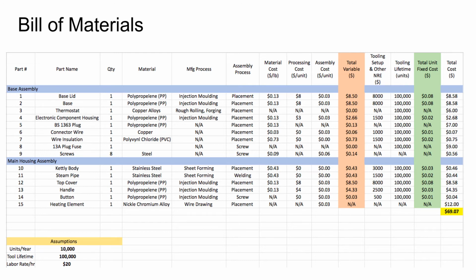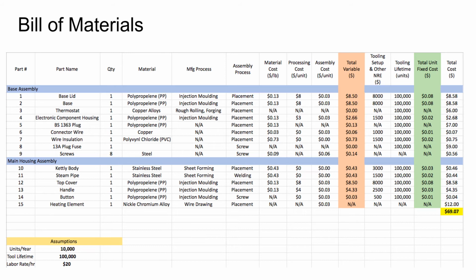Operator costs, in the United States, we assumed to be about $20 per hour. And then for our injection mold, the operation cost was about $50 per hour. Lastly, all the tooling and material costs are based off the geometry and the dimensions from the actual CAD model of the electric kettle.